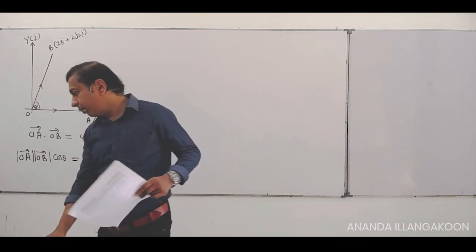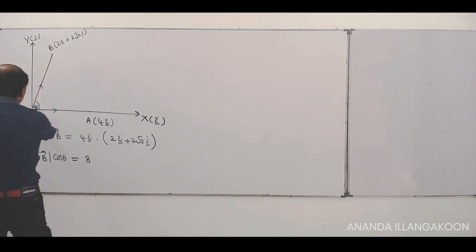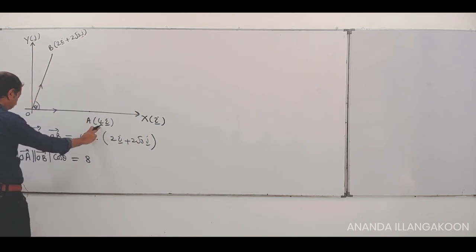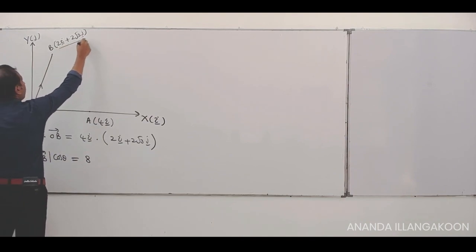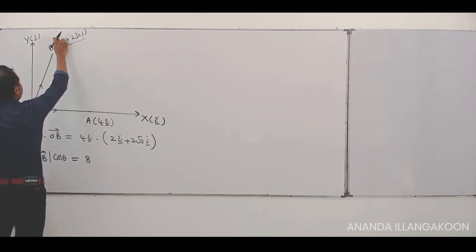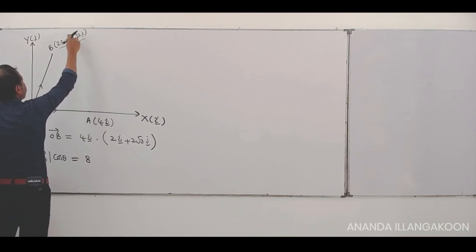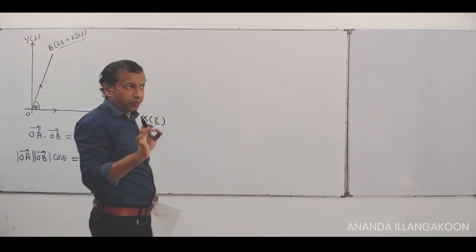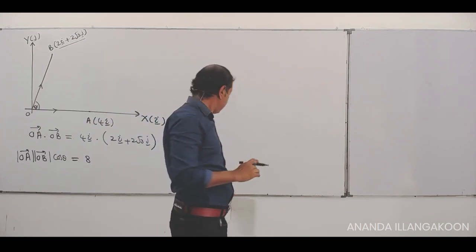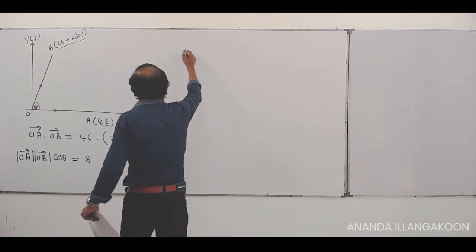OA modulus means the length O to A. It's 4. OB modulus you can take. OB vector is this, no? Square root of the i coefficient squared plus the j coefficient squared. That is how we take the modulus of a vector having i and j. Then OA modulus is 4.